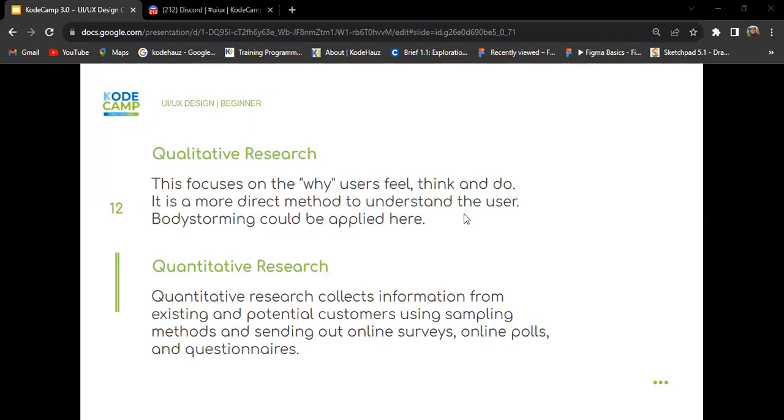Do you understand? While qualitative is a more direct method, quantitative is the opposite of that. So at the end of the day, when I've gotten feedback or answers from the online surveys I sent out, I now have to decide, okay, out of 100 people that I questioned, 90% are interested in this idea. The other 10% are not. So like I said, we're dealing with numerical data.